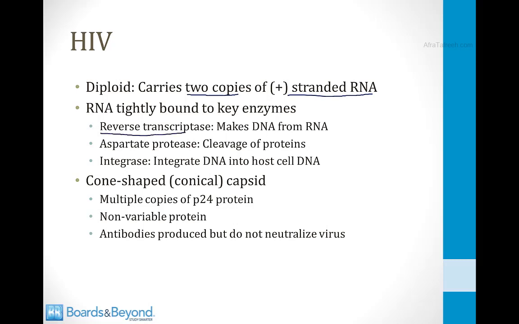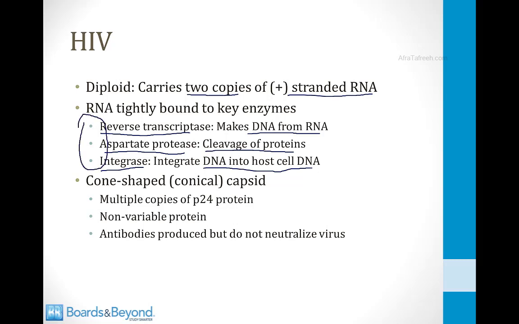The first one is reverse transcriptase, which we talked about before. This is what makes DNA from RNA. The second enzyme is aspartate protease, and this is responsible for cleavage of proteins. We'll talk more about this in a minute. And the third enzyme is integrase, which integrates the DNA of the virus into the host cell's DNA. These enzymes are very important because when we talk about drugs to treat HIV, there are reverse transcriptase inhibitors, protease inhibitors, and integrase inhibitors, and they block these three enzymes right here.